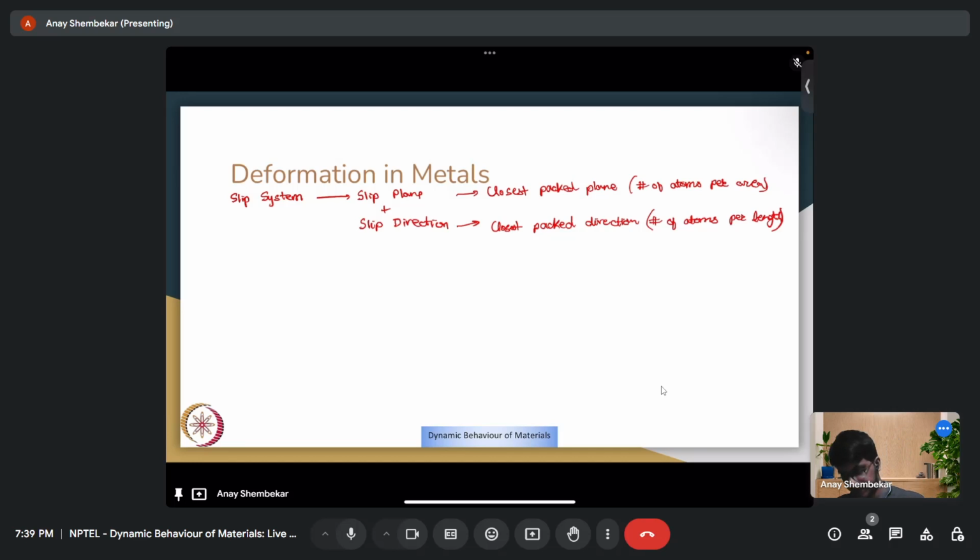So with this in mind, suppose we look at an FCC, face centered cubic structure. I draw my axes here: X, Y, and Z coming out of the plane. This is my cube.